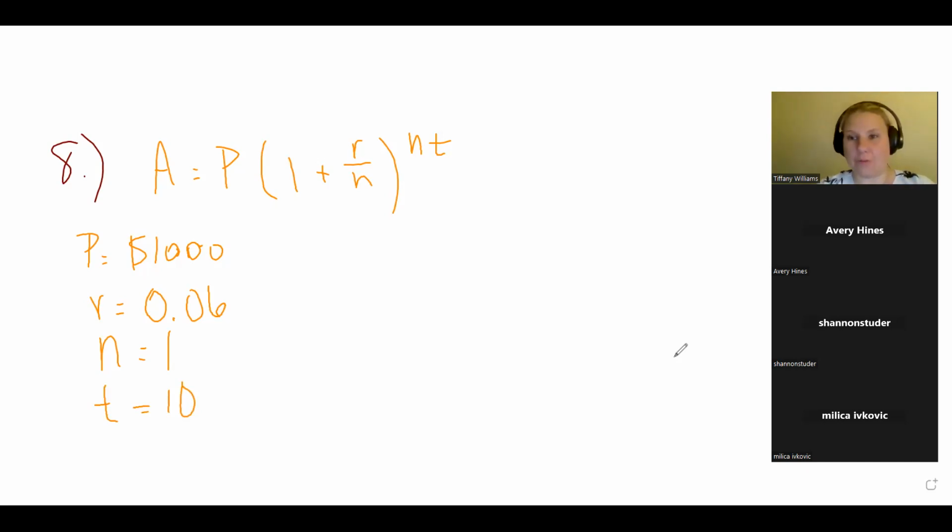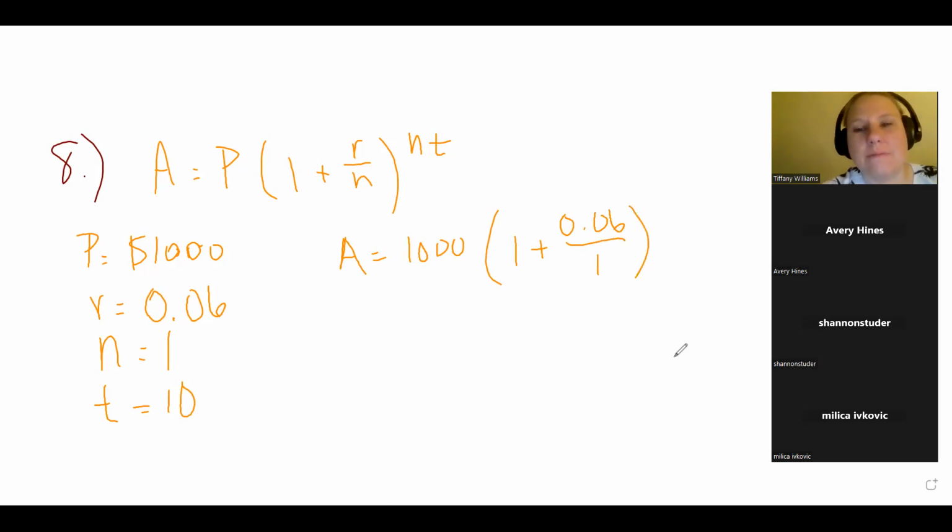So now we're going to go find our actual amount. So I'm going to find my A value. So I'm going to have A equals 1,000 times 1 plus R, so 0.06 divided by N, which is 1, raised to the 1 times 10.